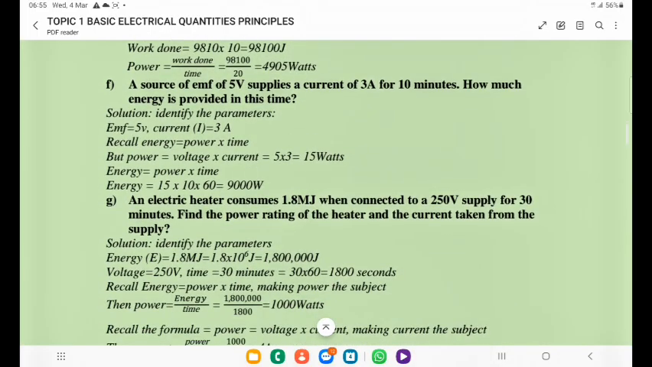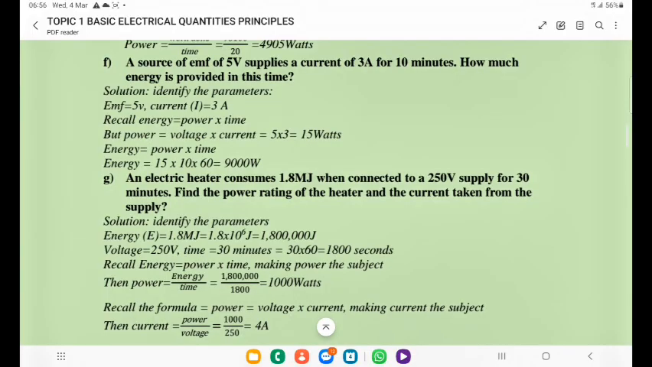The next is a source of EMF of 5 volts supplies a current of 3 amperes for 10 minutes. How much energy is provided in this time? So you'll have to identify the parameters given. You have a voltage of 5 volts, you have a current of 3 amperes, and you have a time of 10 minutes. So do the conversion for time, because the SI unit for time is seconds.